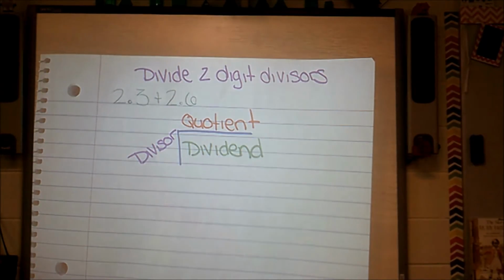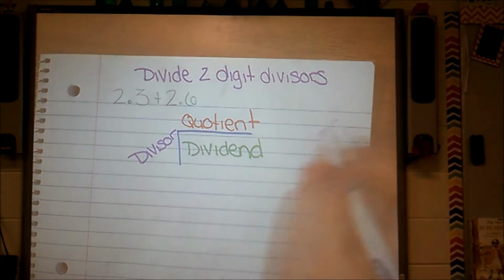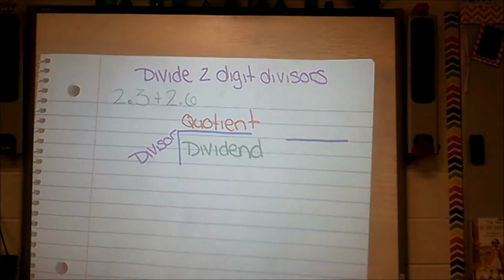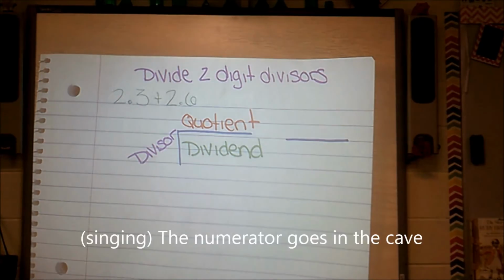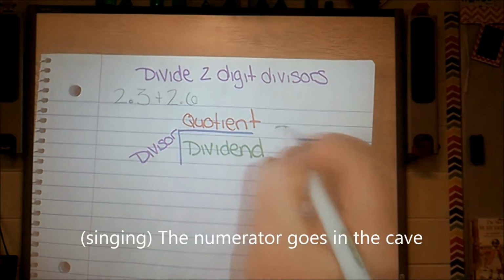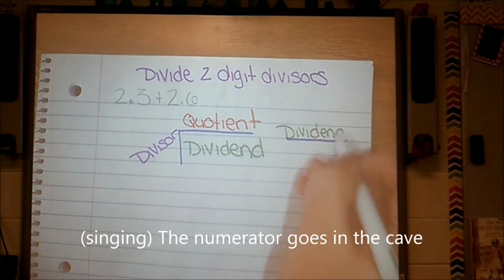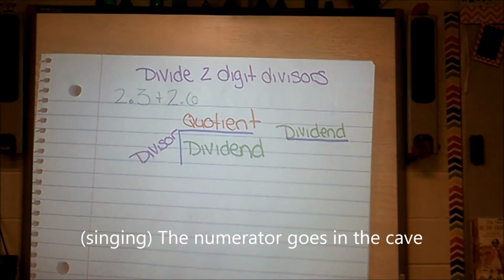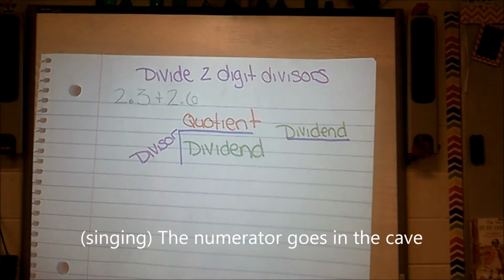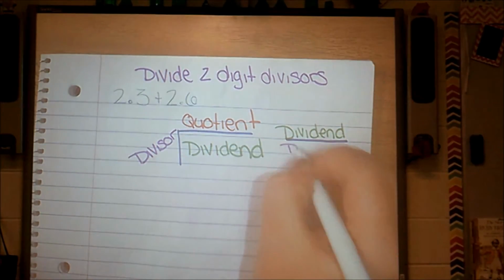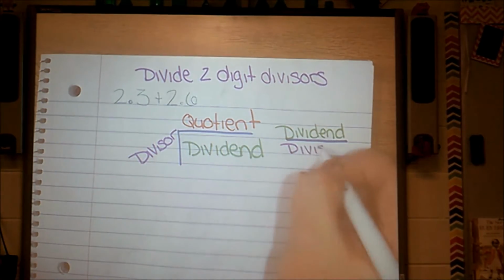Now, remembering my little nursery rhyme, you might know that if it was written as a fraction, remember, the numerator goes in the cave, the numerator goes in the cave, hi ho the stereo, the numerator goes in the cave. Our fraction would be written like that.